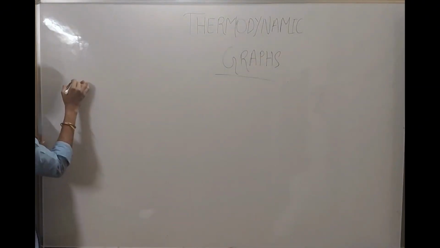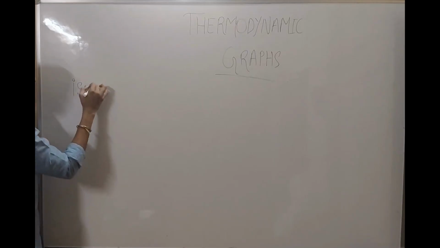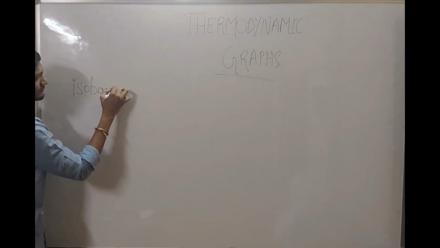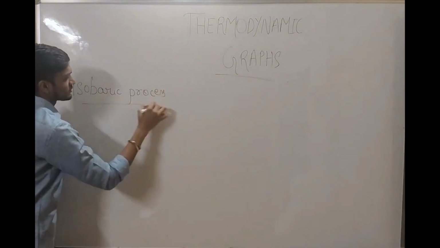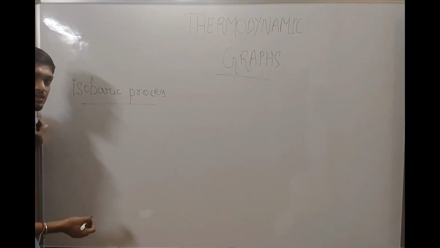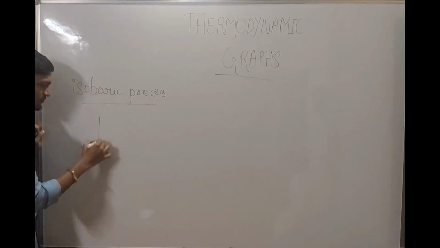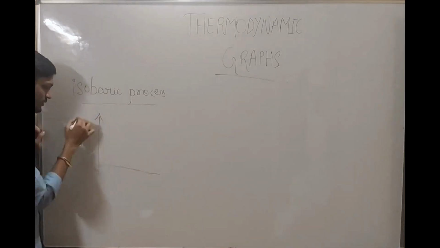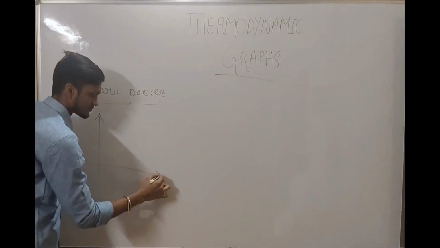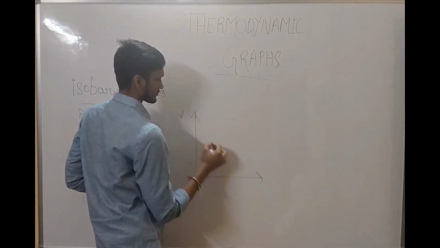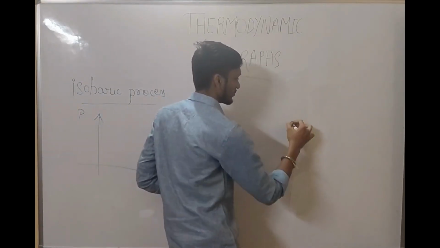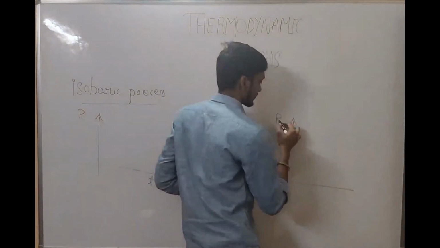First of all, let's talk about the isobaric process. In this particular process, we should be able to draw all three graphs. First, the pressure versus temperature graph. Second, the volume versus temperature graph. Third, the pressure versus volume graph.